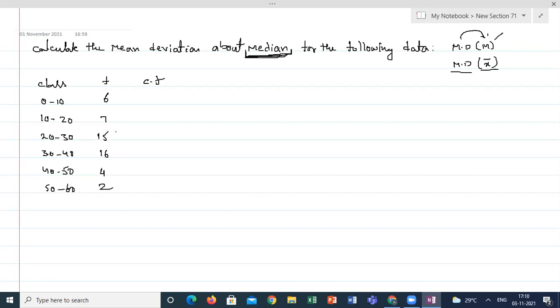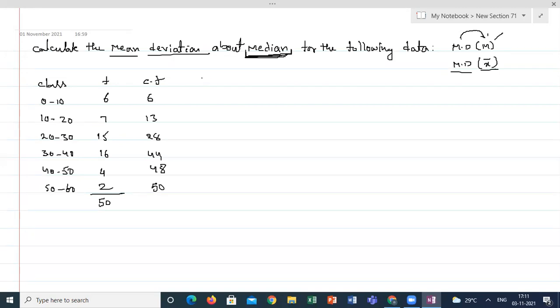Suppose anybody calculated with respect to mean, don't worry. Just compare the value with respect to median, how much it is coming. Cumulative frequency is 6. 6 plus 7 is 13. 13 plus 15 is 28. 28, 44, 48 and 50. That means this whole sum is 50. The number of observations is 50.